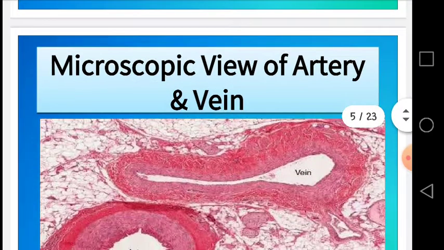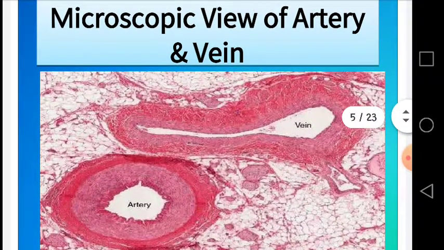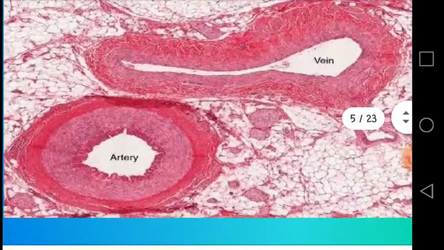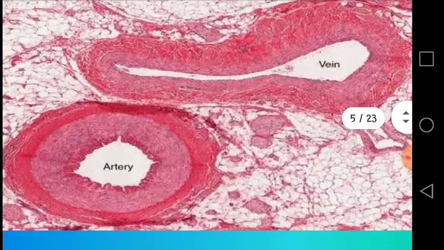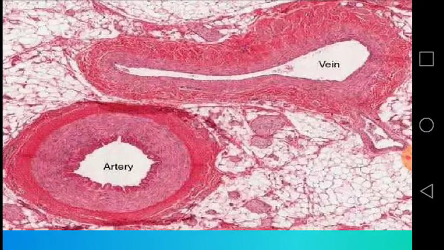Dear students, this is a microscopic view of artery and the vein. You can see both the artery and the vein in this microscopic view. There is a distinct difference between the structure of artery and the vein. Vein is having much bigger lumen as compared to the artery, and artery is having much more smooth muscles in the middle layer as compared to the vein.